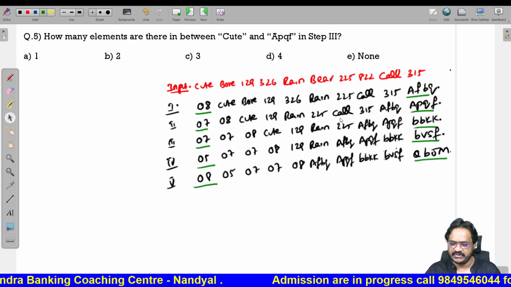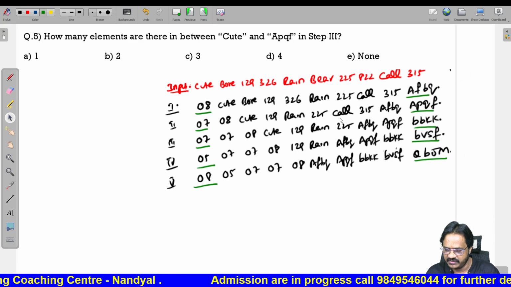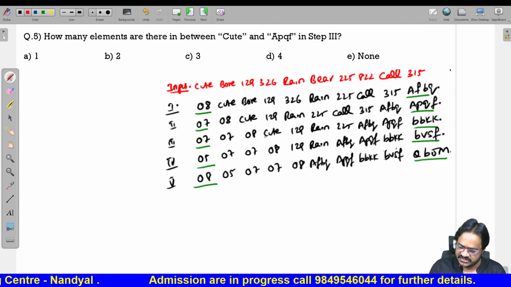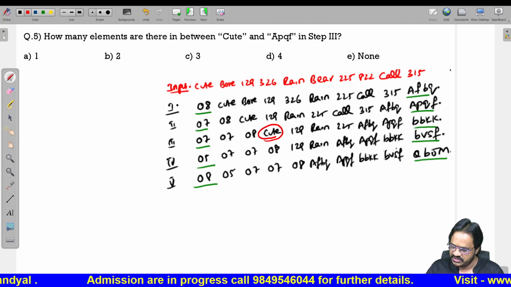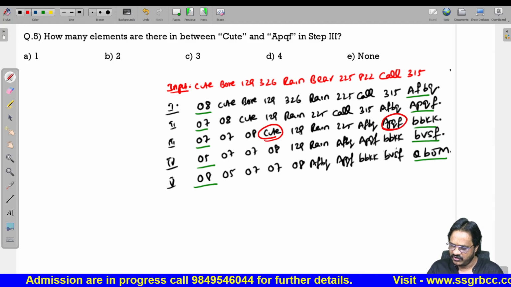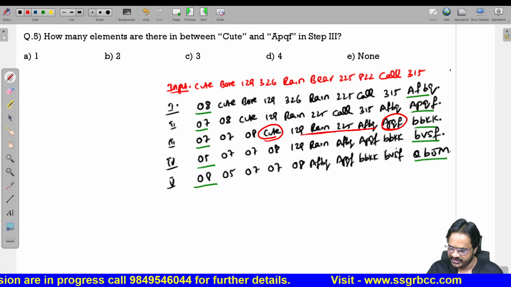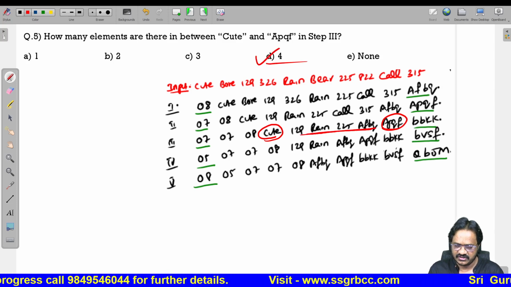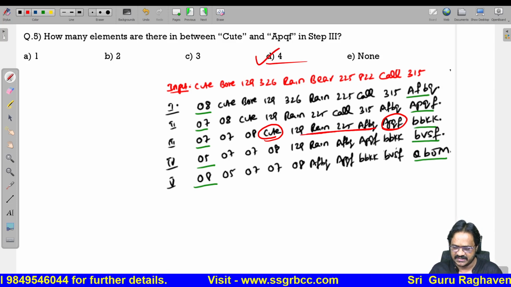How many elements are there between cute and APQF in step 3? In step 3, this is cute, this is APQF. How many elements are there in between? 4 elements are there. Option 4 is the correct answer. Next one.